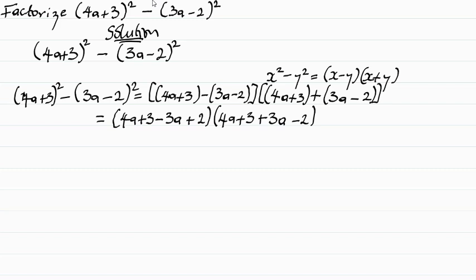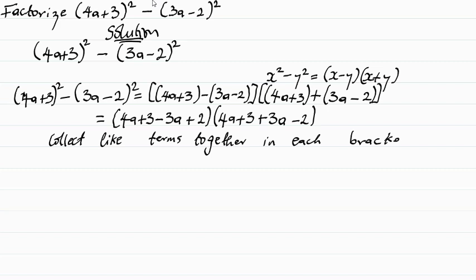We proceed further to collect like terms together in each bracket. Collect like terms together in each bracket. Hence we have, in our bracket, 4a minus 3a will give us a. Now plus 3 plus 2 gives us plus 5.